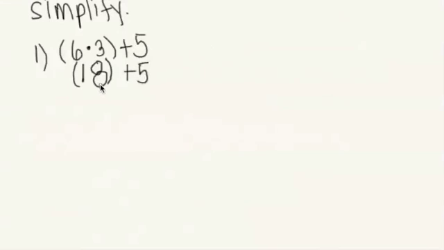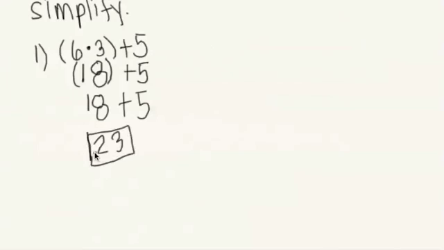Then we still have that plus 5 there. Now I check: do we have anything with an exponent? No. Anything to multiply or divide? No. We do have something to add or subtract. After I've checked exponents and multiplication or division and can answer no, I can move on to the next step, which is adding or subtracting, and I see that right here. So essentially I have 18 plus 5, and if I add those up, I get 23.